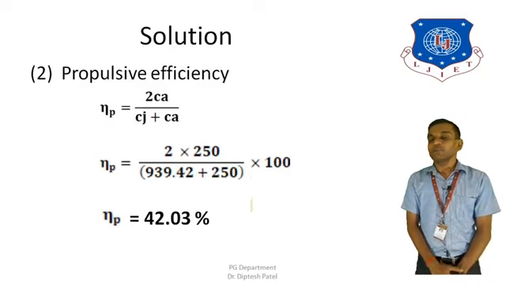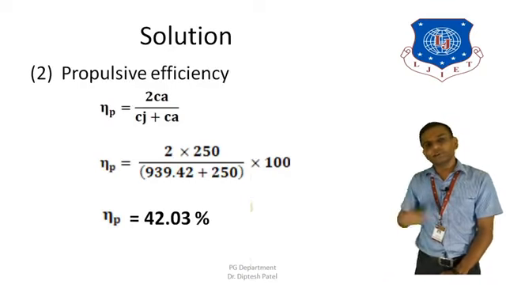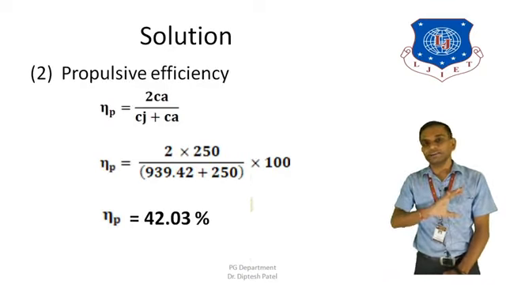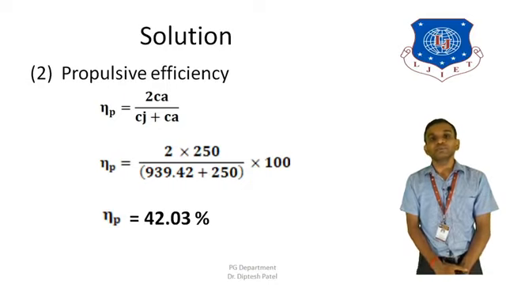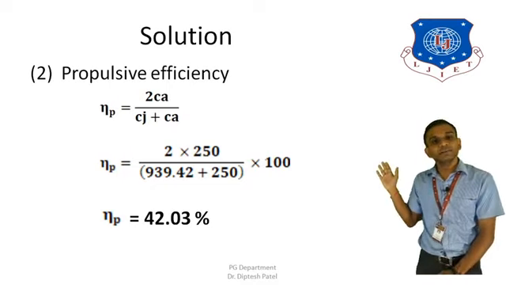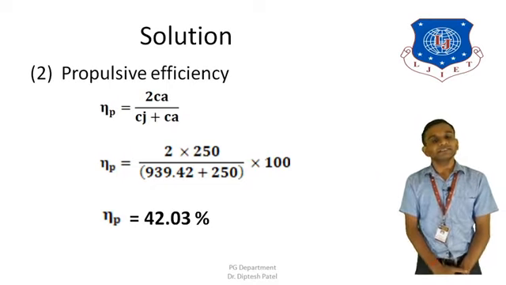Next, find out the propulsive efficiency. We are going to use the same formula which was discussed earlier during the theory session: propulsive efficiency, eta p, is equal to 2Ca divided by (Cj plus Ca). Here we are going to neglect the mass of fuel, so the equation reduces to eta p is equal to 2Ca divided by (Cj plus Ca), and now I have all the values, right? I got the value of Cj in the previous slide, and Ca is already given to us.